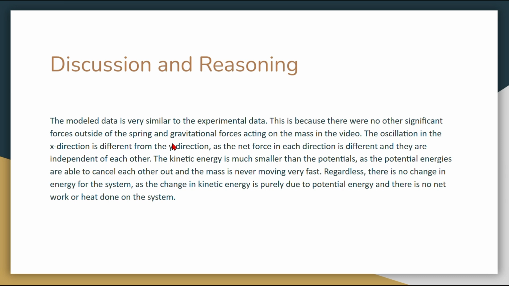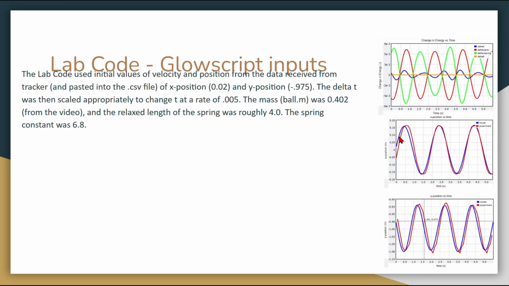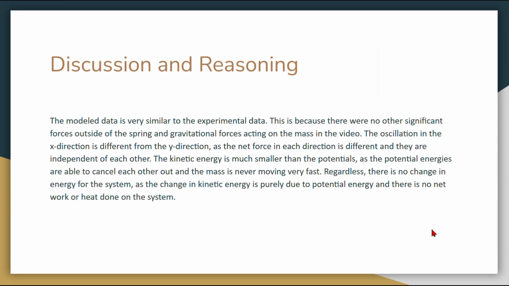So as you can see from this previous slide, the modeled and experimental data were very similar. And the reason for that was because in the video itself, there weren't any significant forces outside of the spring and gravitational forces that were acting on the mass. And it was a relatively simple system with a relatively ideal spring. And so that's why the data sets were very similar.